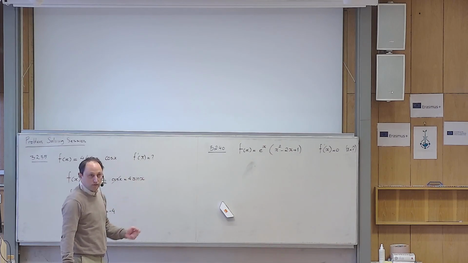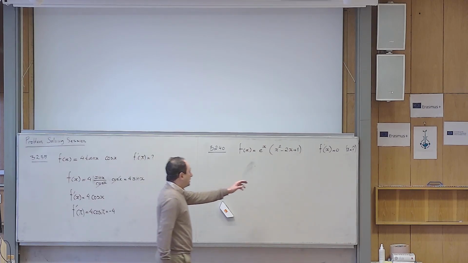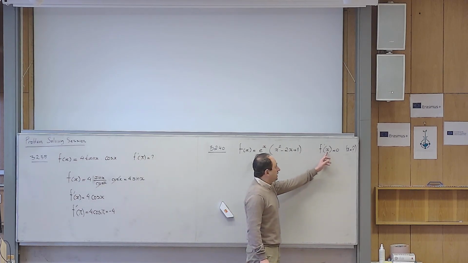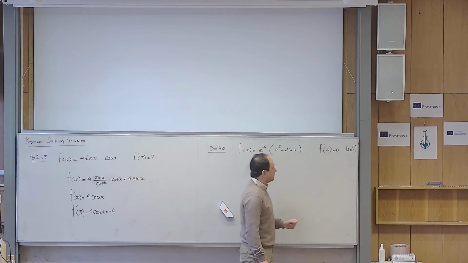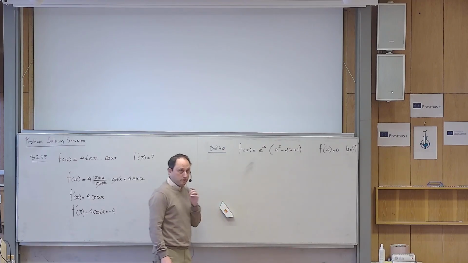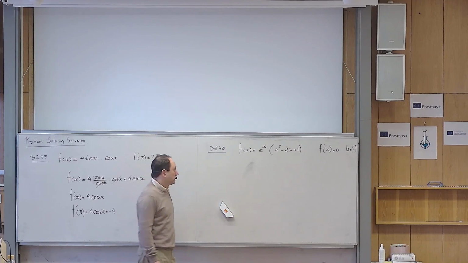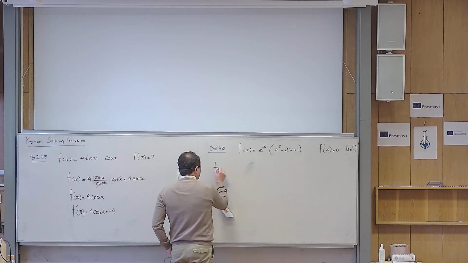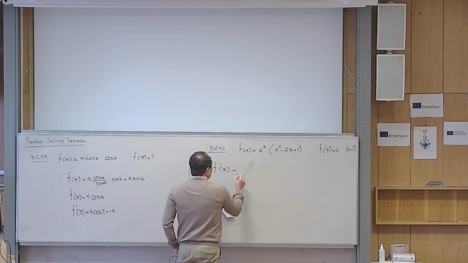I have to find the derivative. Yes, because here I want to find for which value of x the derivative is 0. But this is not the derivative, this is the function itself. So I have to find the derivative first. Yes, it is very natural. But for finding the derivative, what do you think I will use?